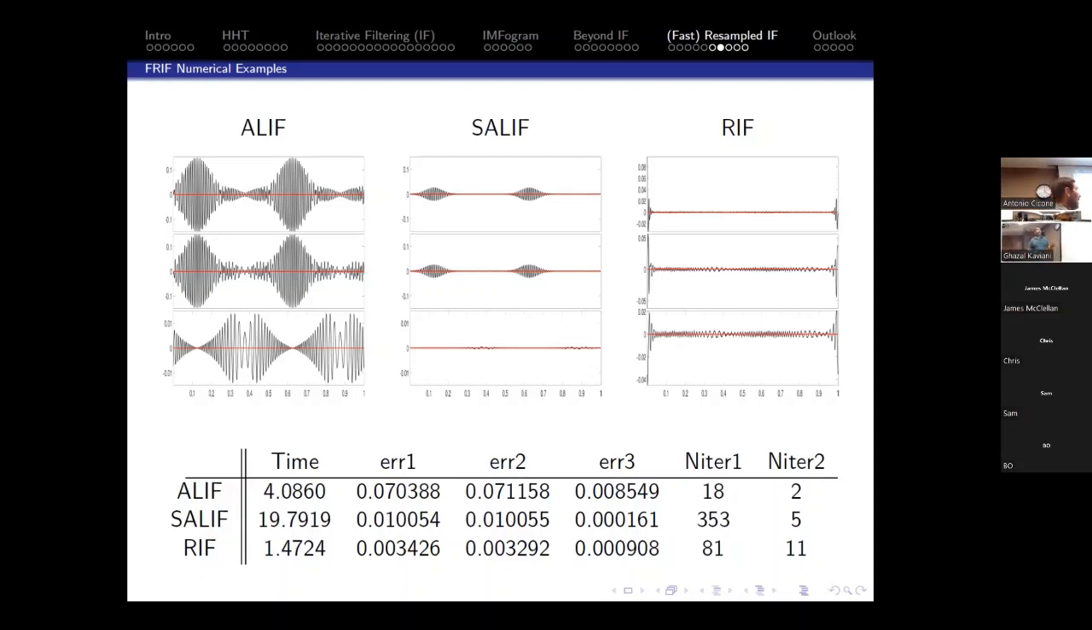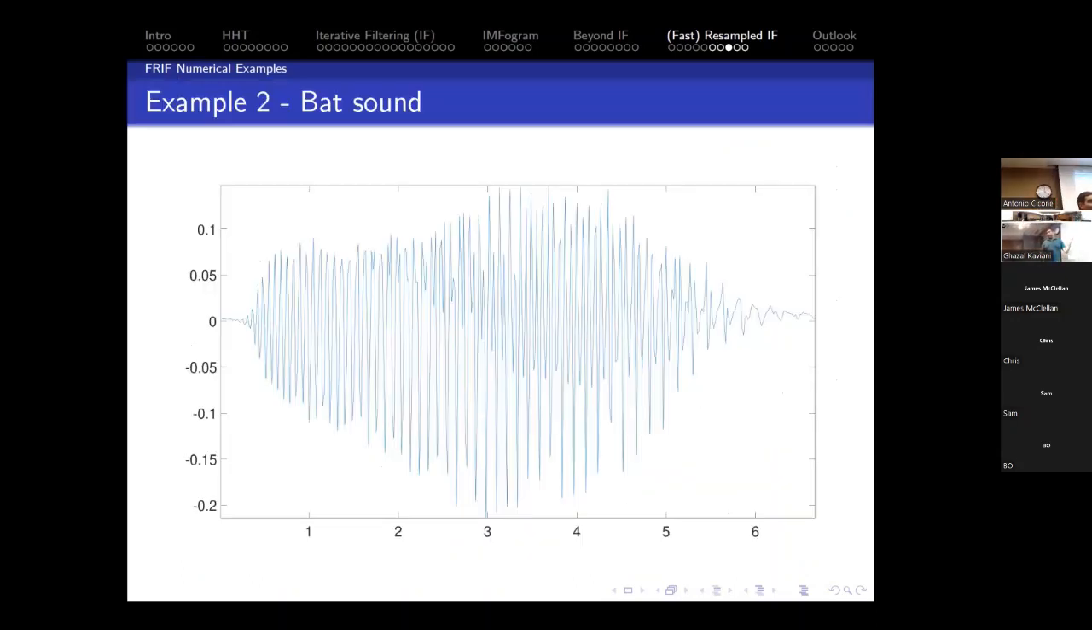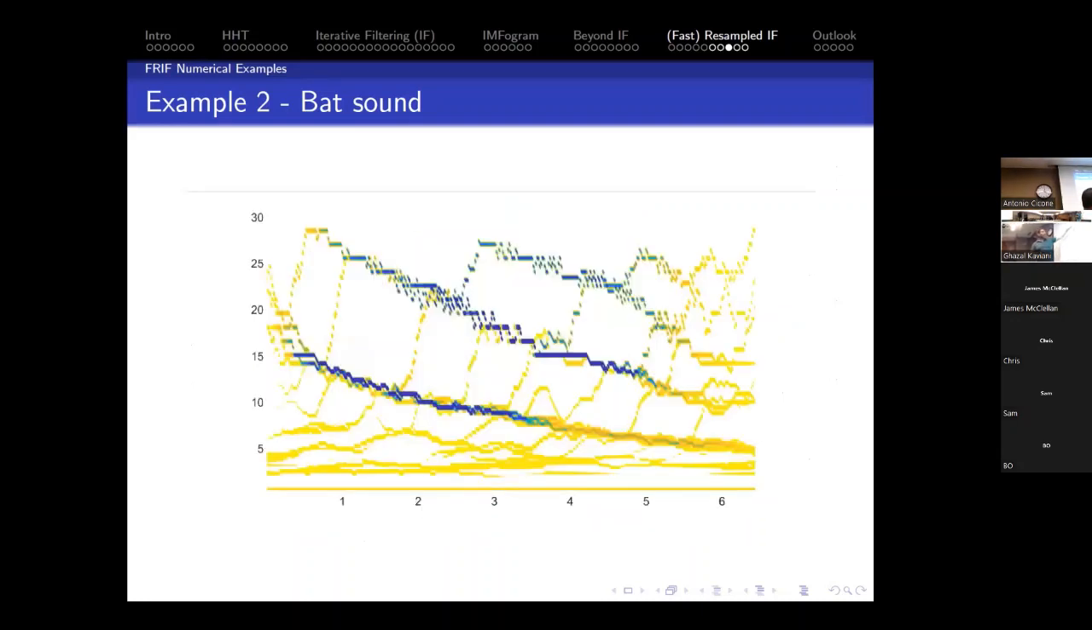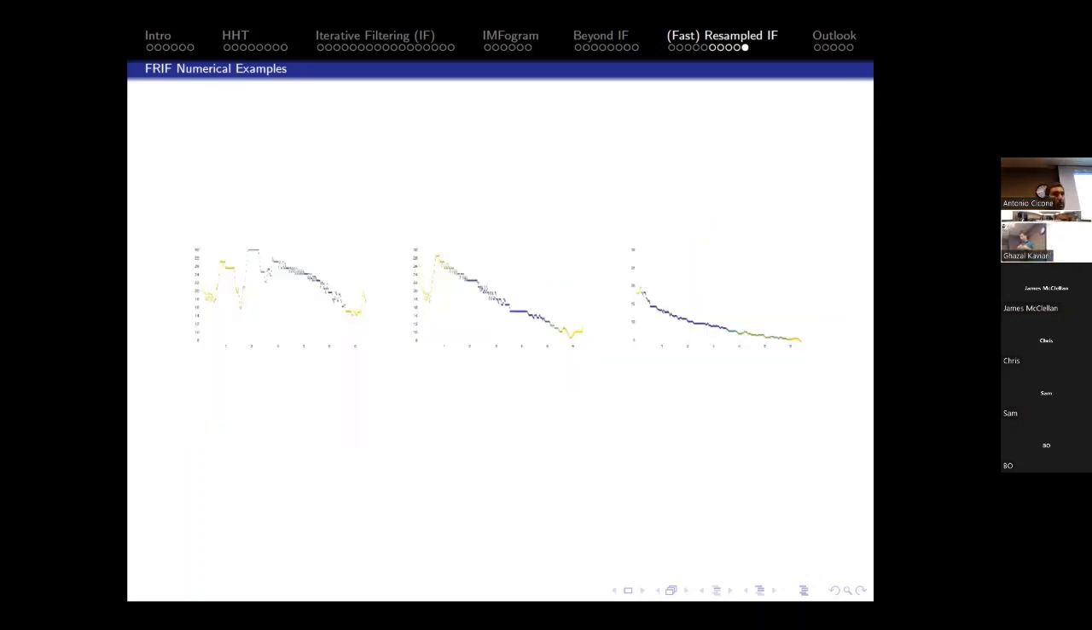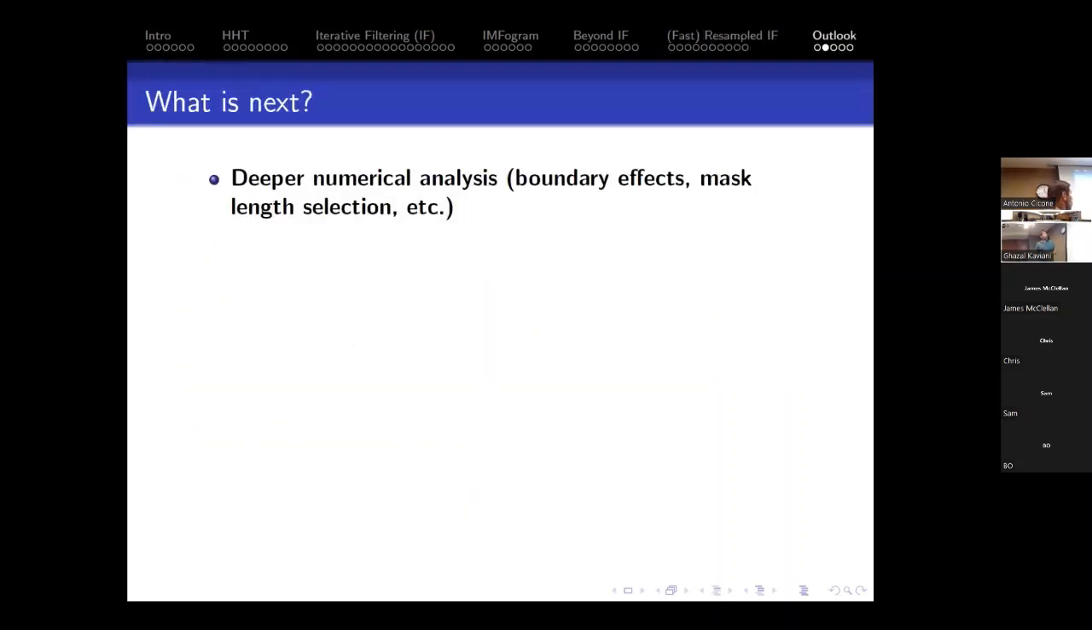So we have it. And if you apply it to a real-life signal, like the bat sound, we know that you have instantaneous frequency curves like this. You can use these curves to extract the 3 components using resample iterative filtering. This is the decomposition if you just run fast iterative filtering. So you split it into pieces, right? And if you compute the instantaneous frequency curves of these 3 using IMFogram, those are the 3 curves you get. So it's a really neat and clean separation. Okay, so what is next?